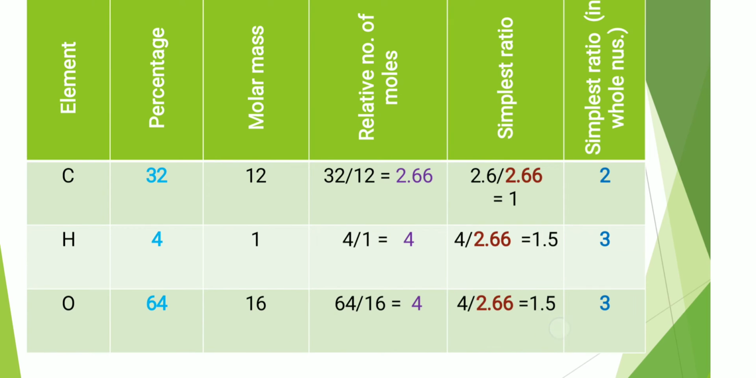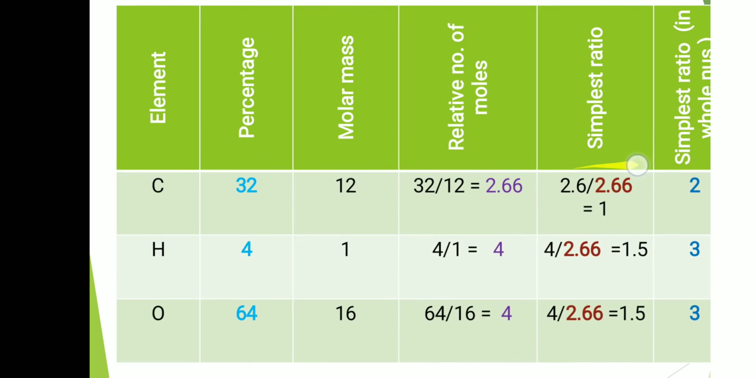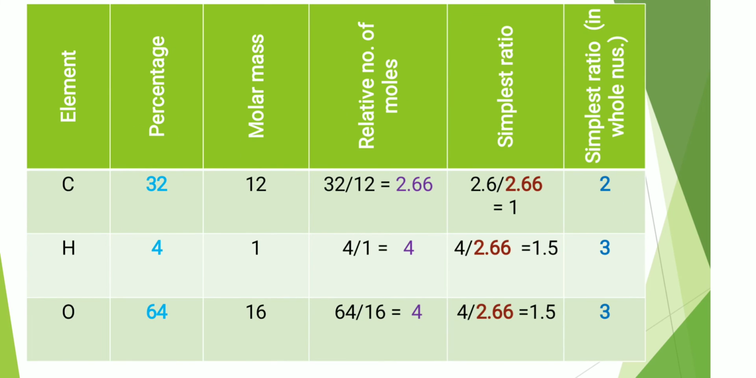Check the simplest ratio, children. Are all the numbers whole numbers? No. Only carbon alone is a whole number. The rest, hydrogen and oxygen, have 1.5, 1.5. What is the condition? The simplest ratio should be in whole numbers. So we have to convert the simplest ratio to whole numbers. How? By multiplying with a suitable smallest number. Here we are multiplying with 2. Then we get whole numbers. 1 into 2 is 2, 1.5 into 2 is 3, 1.5 into 2 is 3.